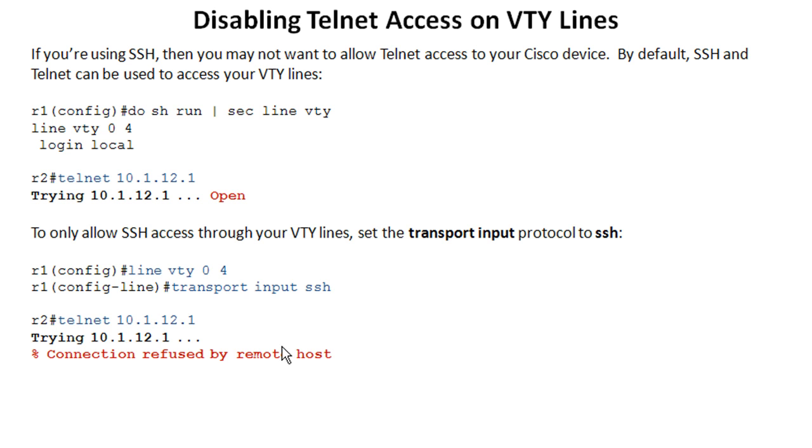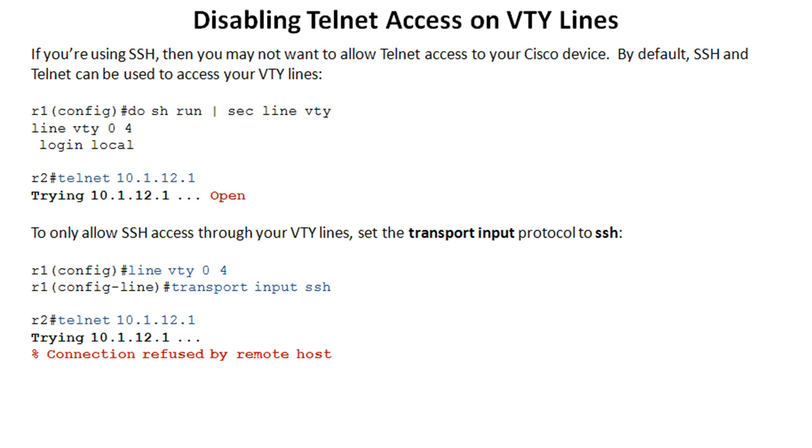And the way that you do that is you're going to go under the VTY lines and specify the input transport protocols that you will allow and just set that to SSH. By default, it's going to allow everything. When you specify this command, you're saying only allow SSH in. So now when I try to telnet from R2, that connection is going to be refused by the remote host.